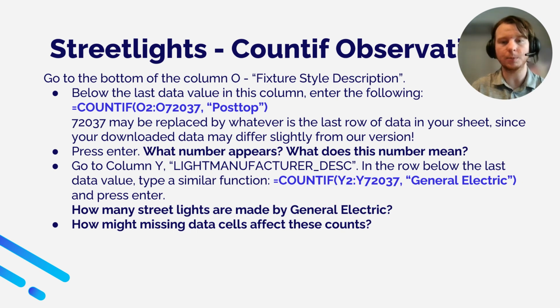We're going to do a similar thing over in light manufacturer description. In this case, we'll look at column Y for any streetlights that have General Electric as the manufacturer. We also want students to think about how missing data cells might affect these counts. And because they've already highlighted the missing data cells, they should be able to quickly scroll through the data set and see how many are missing.